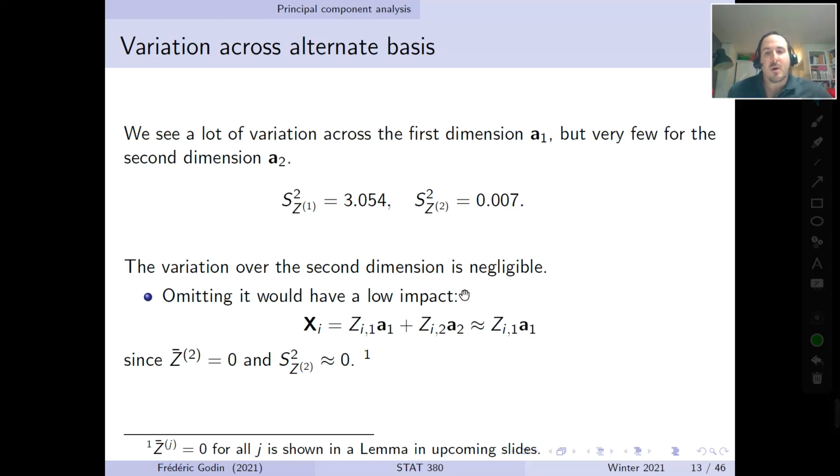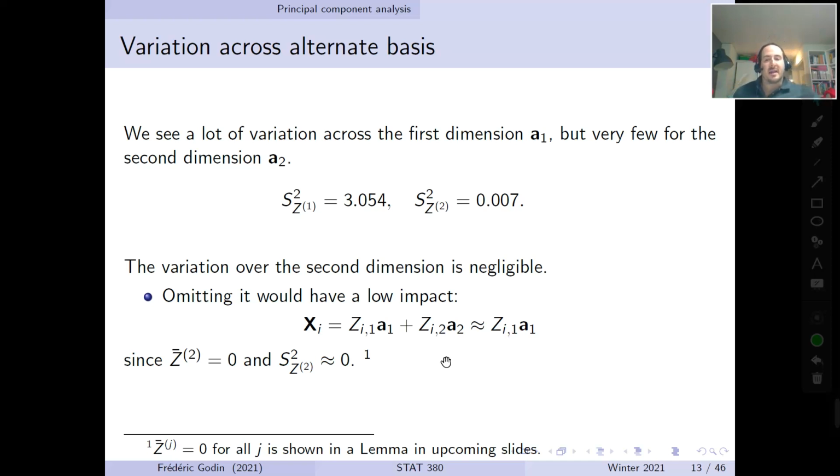Which means that we can represent xi as its first coordinate in terms of the new axis times the first basis vector plus its second coordinate in terms of the second axis times the second basis vector. Because the second coordinate is almost always equal to 0, we can neglect that term and have a very good representation of xi simply by writing it as its first coordinate with respect to the first new axis times the first basis vector.